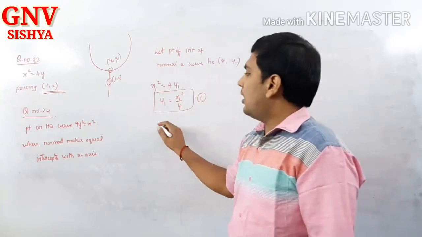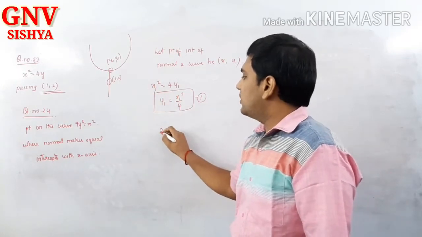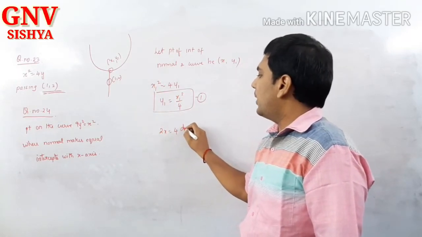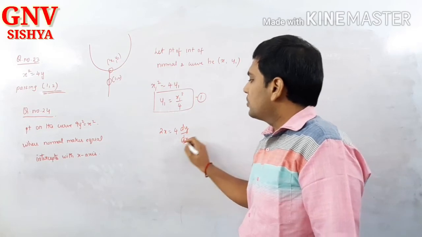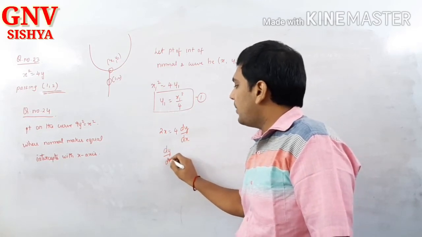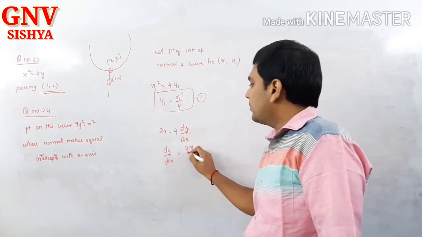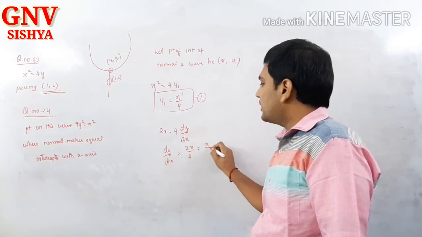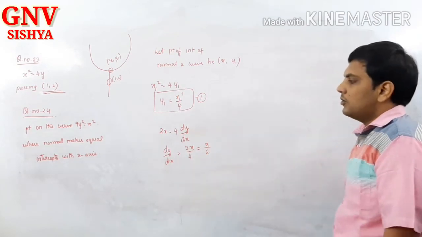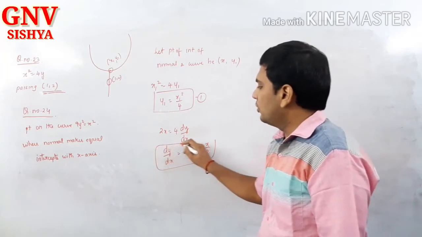Now, what if we differentiate this one? If you differentiate this, you will get 2x is equal to 4 dy by dx. Am I correct? So what will dy by dx be? dy by dx is equal to 2x by 4, which is equal to x by 2. Am I correct? Yes. So this is nothing but the slope. So two things I have found.